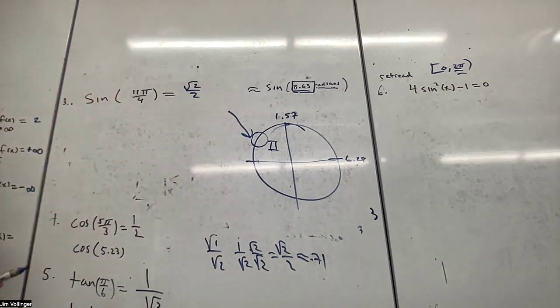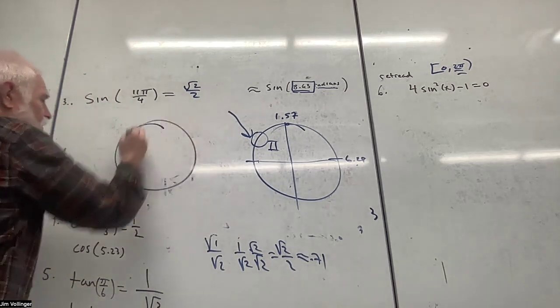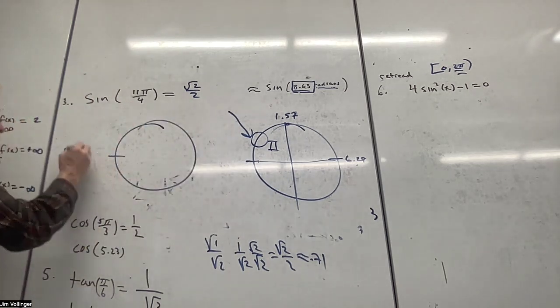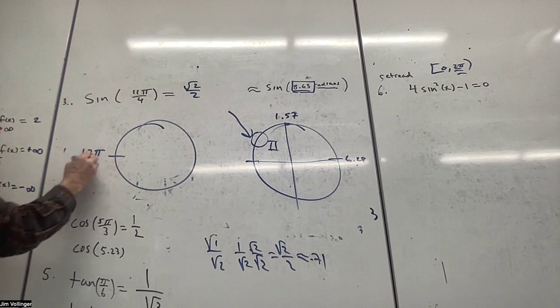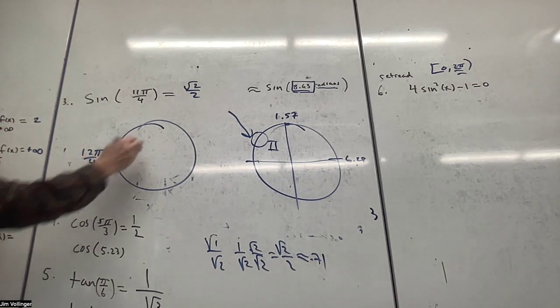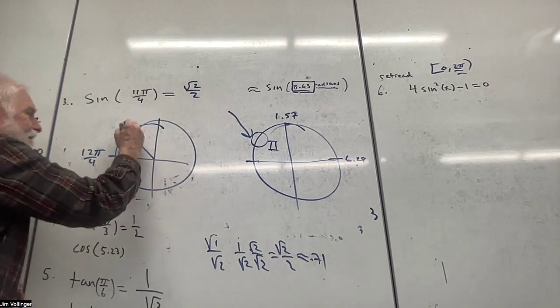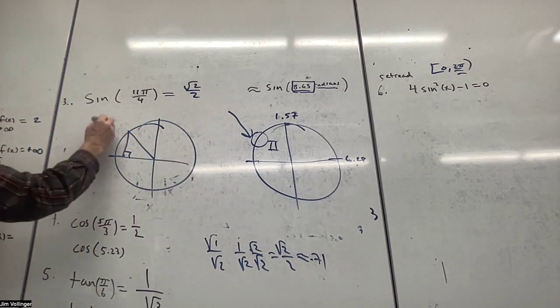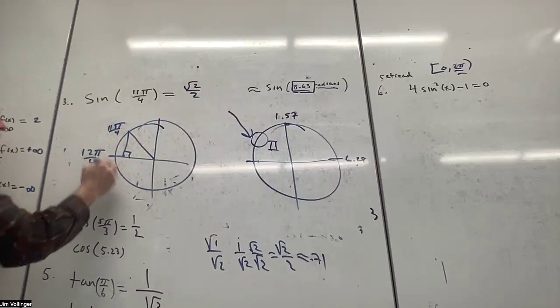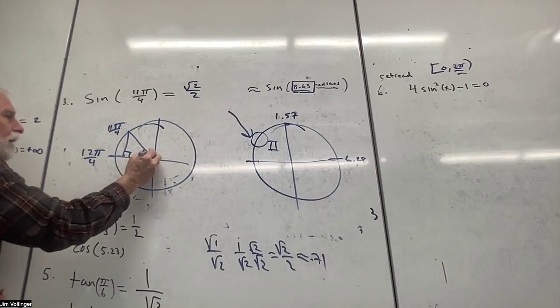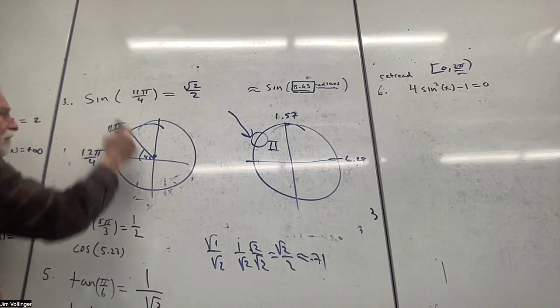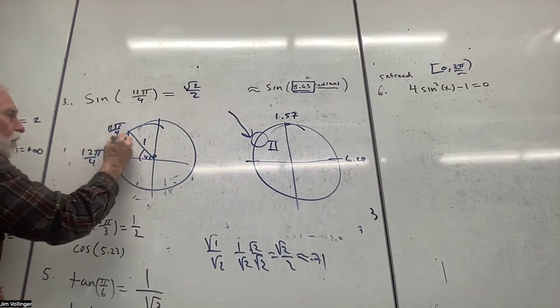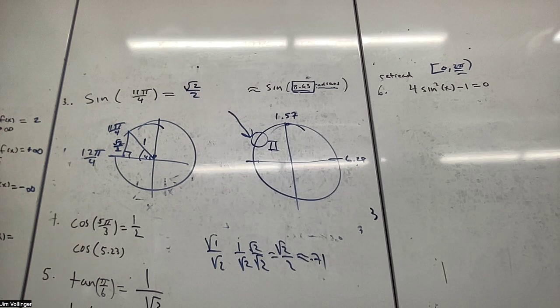So how do you do it in 3 seconds? You find the location that's closest to 11 pi over 4, which is a multiple of 4, which is 12 pi over 4, and I know I'm 1 less. That's what my brain did. It went here. I know I'm here. I know it's 45 degrees, opposite to hypotenuse, root 2 over 2. That's what you're trying to master.